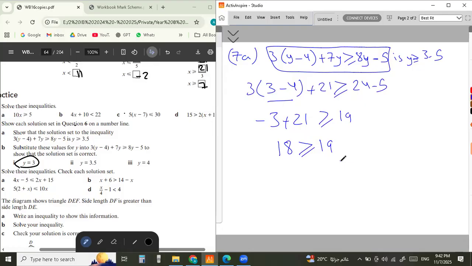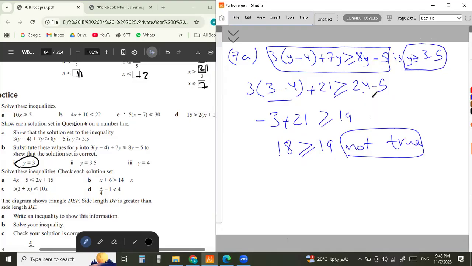Well, let's check that. They told you show that the solution set is correct. Is it correct? No. Y cannot be 3 at all. So why? Because this is not true. And we found that y is greater than or equal to 3.5. So putting 3 will show that this is not true, it will not work. So they want you to show that the solution is correct. What is the solution, Mr.? It's not that y equals 3. The solution is that y is greater than or equal to 3.5.